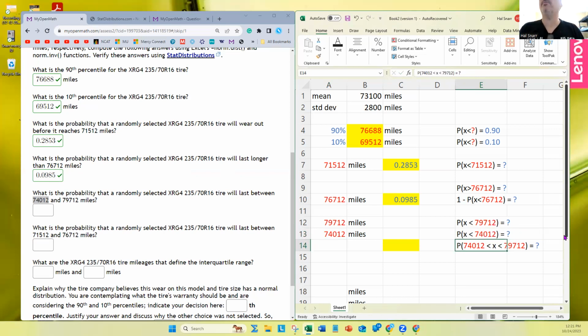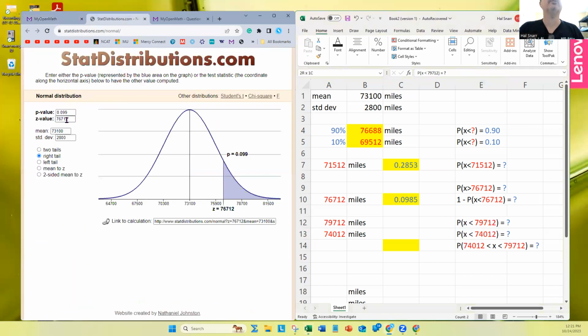74,012. I want to get these two probability values, and the answer to this is the difference in these two. Okay, the difference in these two, right? Let's go to statdistributions.com to figure it out, to visualize it.